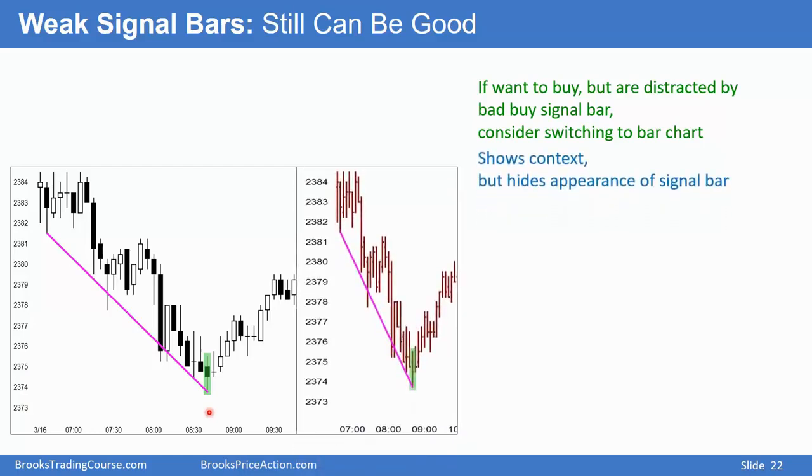Just put up a bar chart, and you don't see the bear bar. All you see is the context. You see a wedge bear channel with lots of climactic activity, and now you have a second entry buy. First entry above this bar, second entry above this bar. You just place a stop to get long above the high of this bar, and you get long right here. And if you're looking at the bar chart, you don't see that it's a bad buy signal bar. All you see is good context, and that's all you need.